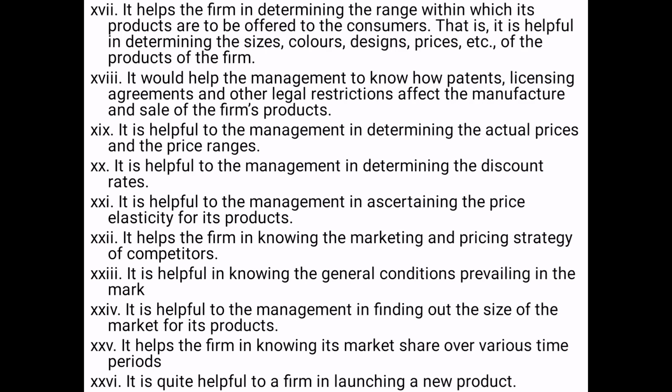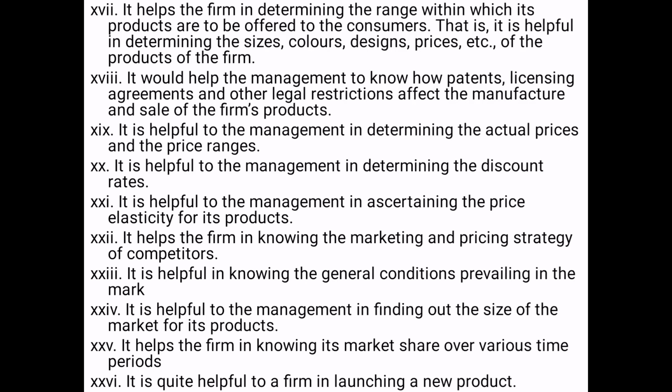It helps the firm in knowing the marketing and pricing strategy of competitors also. It is also one of the most important to have the acknowledgement about the competitors' strategy. It is helpful in knowing the general conditions prevailing in the market. It is helpful to the management in finding out the size of the market for its products. It helps the firm in knowing its market share, whether the company is increasing its market share or the market share of the company is decreasing.